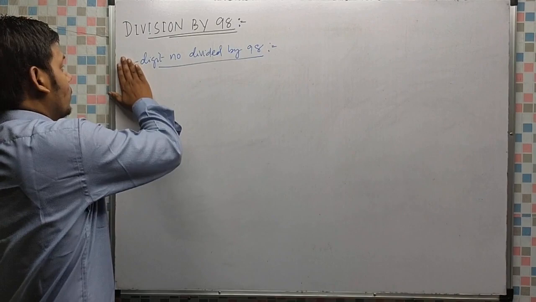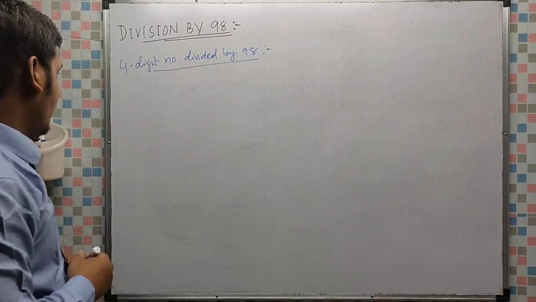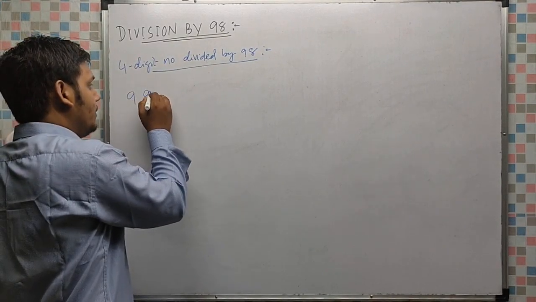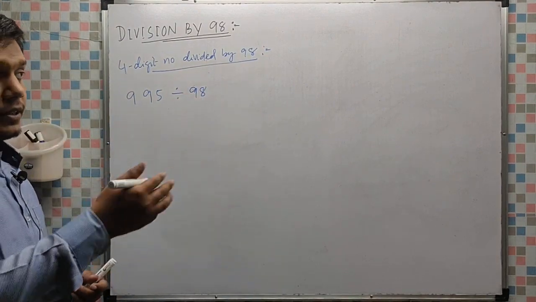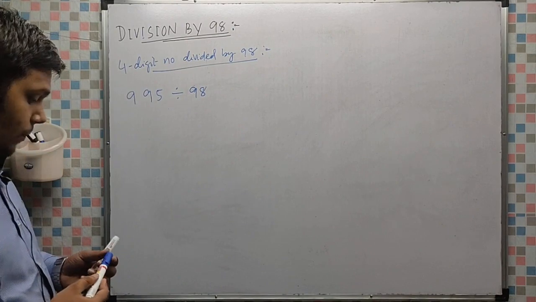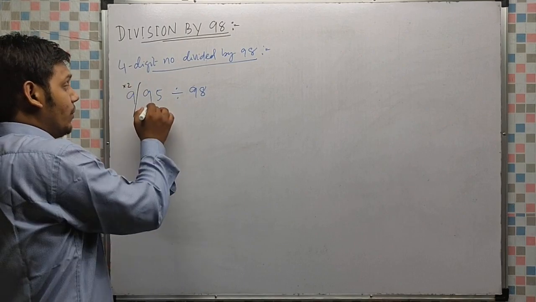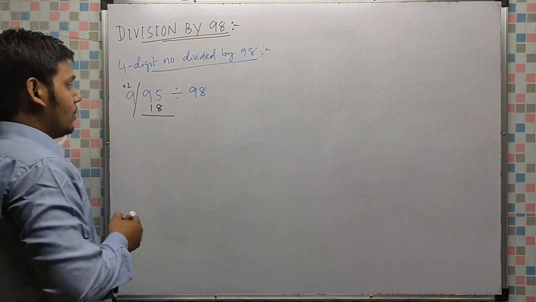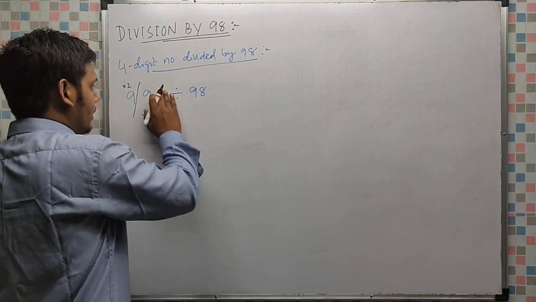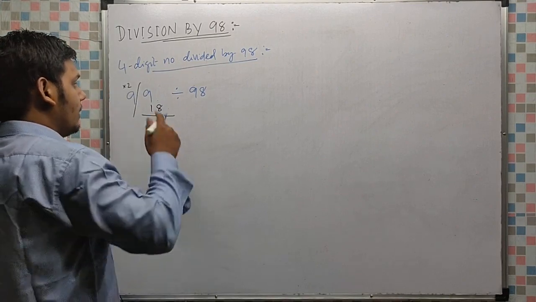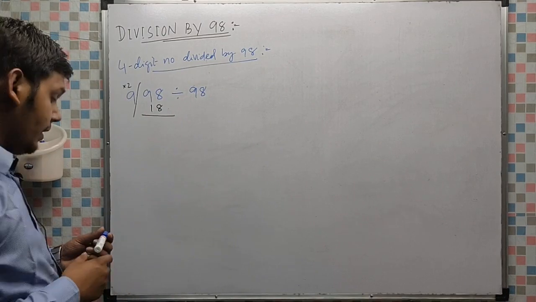Before going to 4-digit numbers, one more number I want to solve. That is the last number I have done, like 995 divided by 98. 995, that is of the same kind. So what do we have to do first? We have to separate the digits. Separated. Then 9 into 2, 18. So again, 998 we will take. Okay, so now how much? 116.